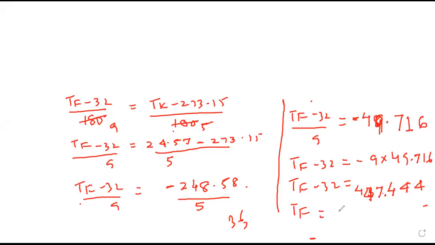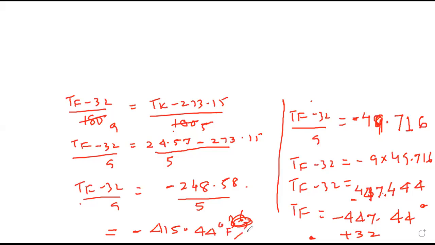So T Fahrenheit will be minus 447.44 plus 32. That will become, pardon, 415.44 Fahrenheit. 447 minus 251. 415.44 degree Fahrenheit.